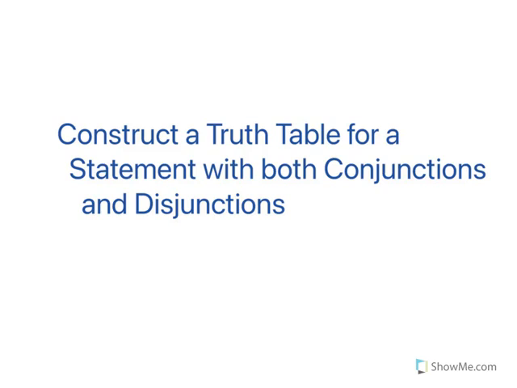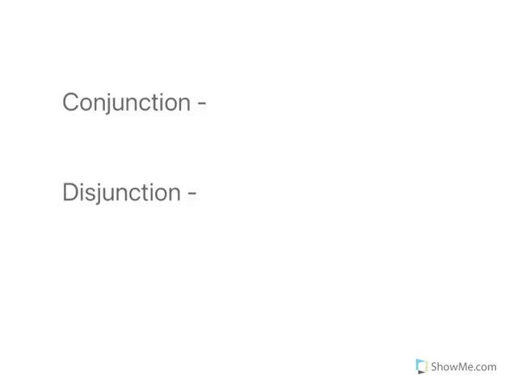Let's construct a truth table for a statement with both conjunctions and disjunctions. Well, what do these mean? Just to refresh, a conjunction is an and statement where both must be true. So something like P and Q. The symbolic form is an upside down V. I like to think of this as an A without the line in it. So think about the A means and.